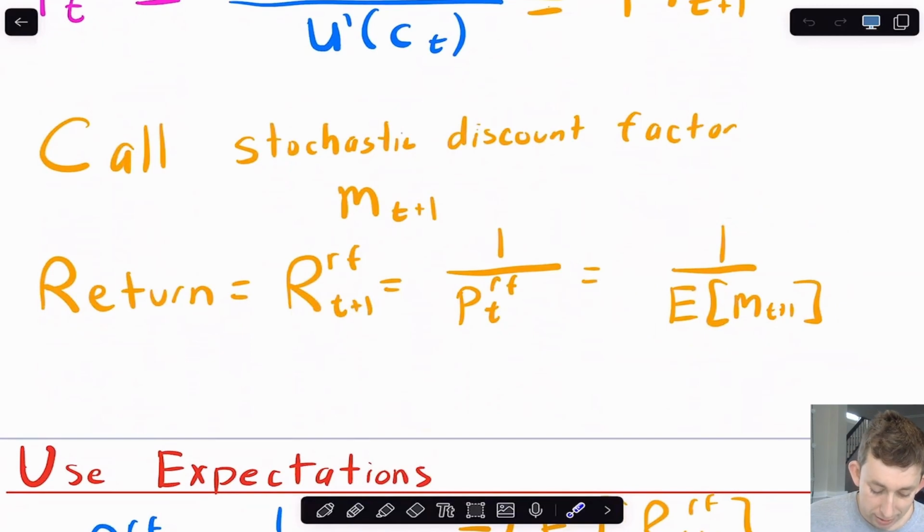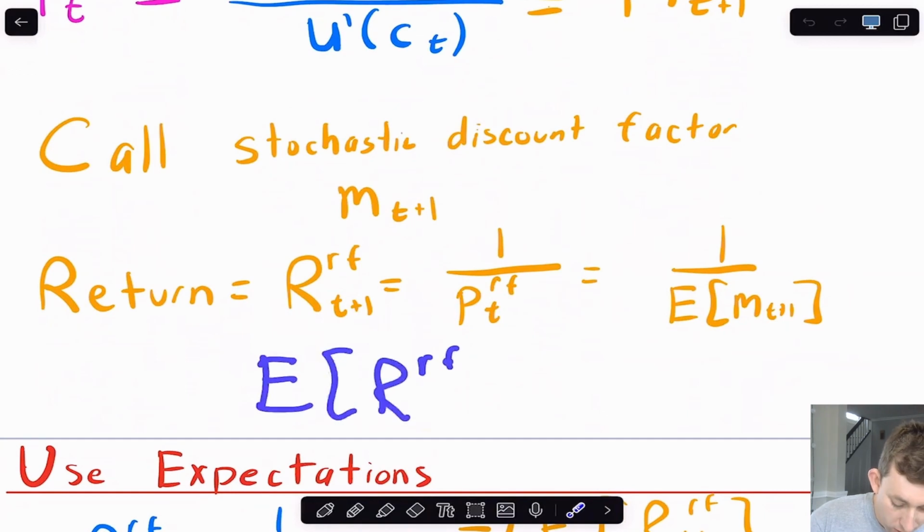Now, one thing that I don't know is what if I don't know the expectation of this? What if I don't know exactly what the return tomorrow is going to be? What if I don't know what the return in any given period is going to be? Well, then I really need to find the expectation of RF t plus 1, but I don't currently have that.